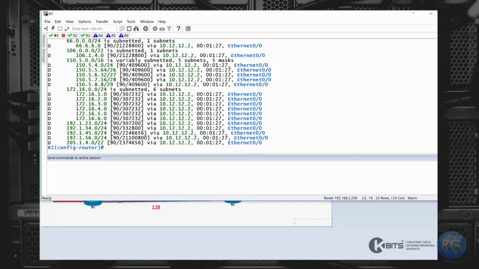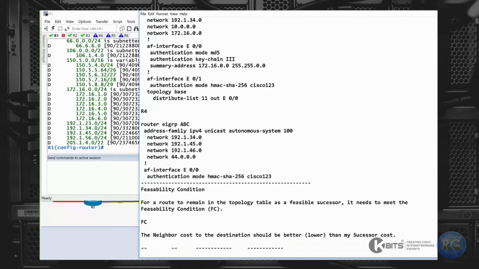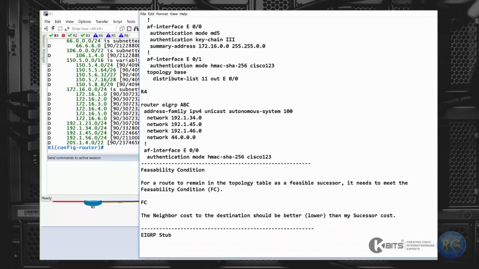Good, guys? So how do I make it? The theory behind it was big, but how do you make a router into an EIGRP stub? Just go in there and say EIGRP stub. Manually, yeah. You need to do that. So I'll add that over here to your notes. EIGRP stub.